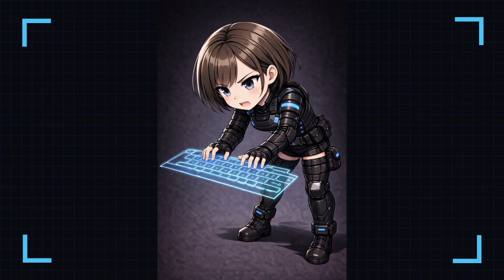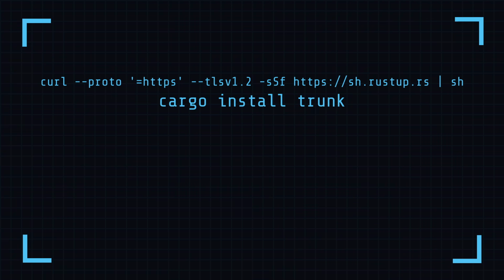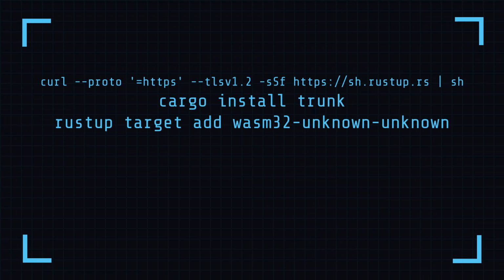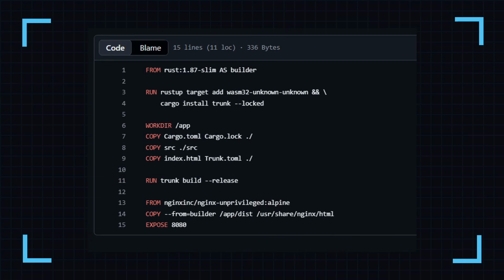So after a while, I was testing this across different machines and doing the whole install Rust, install trunk, add wasm32, run trunk serve. That all just gets old very fast, so I Dockerized it.